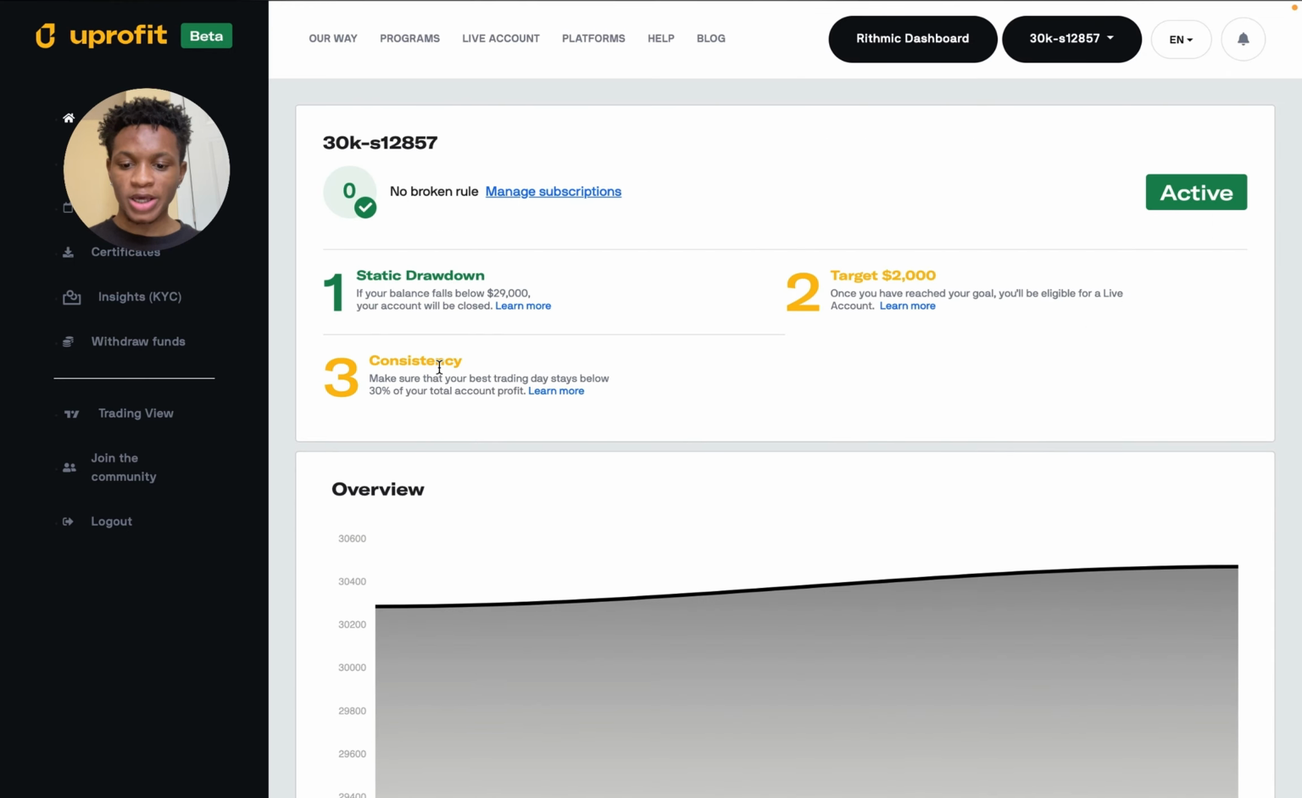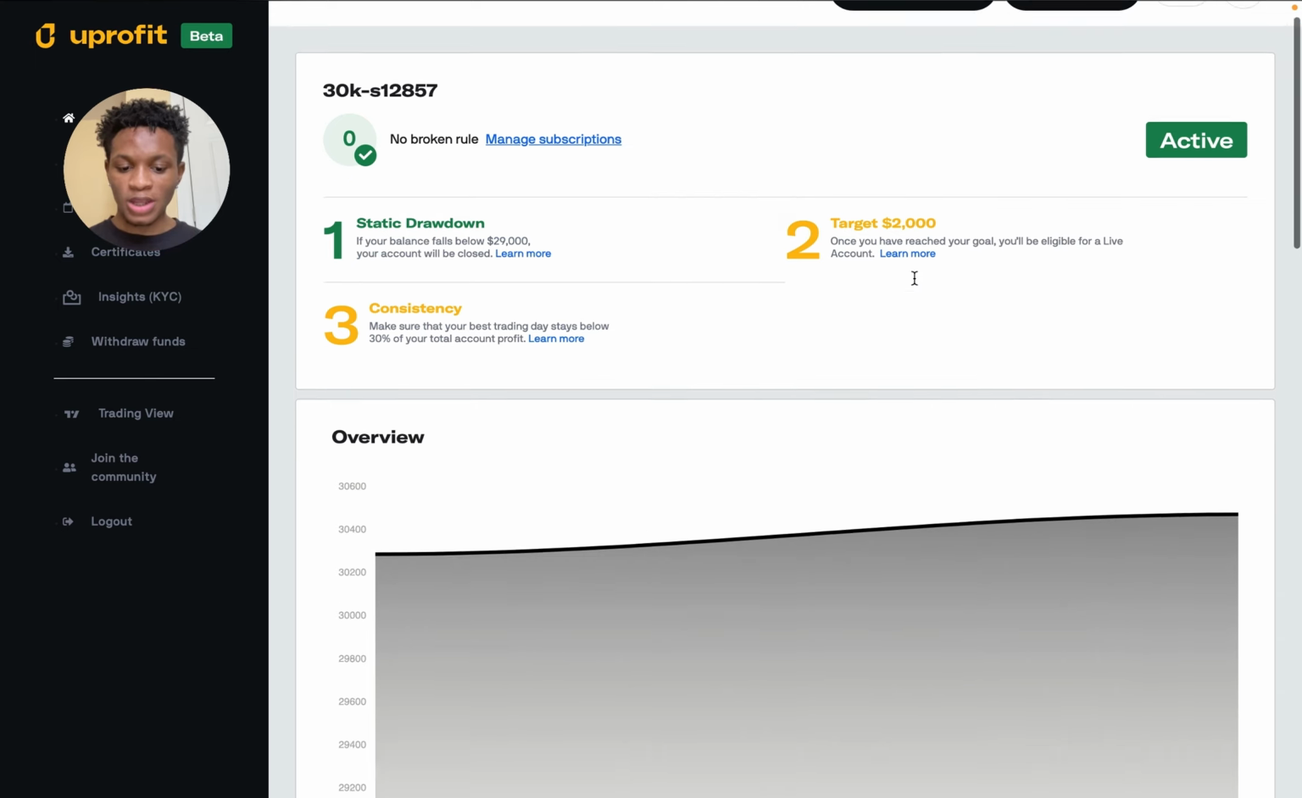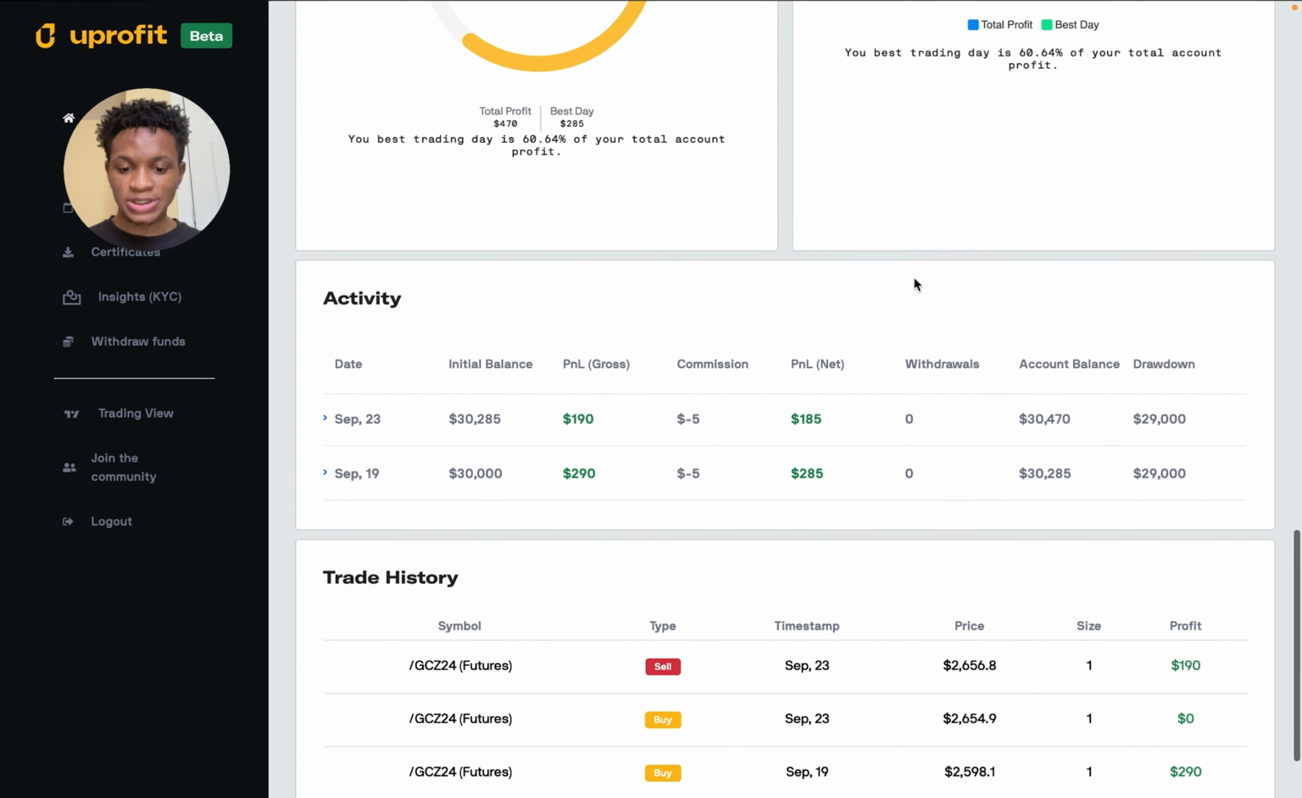One thing I want to talk about is this consistency right here. As you can see, you have a 30% consistency rule, right? And when it comes to taking the challenge, you want to make sure that your trades aren't more than 30% of $2,000, which is going to be $600. So your highest winning trade or your highest winning day cannot be more than $600. I'm gonna scroll down right here so you can see all the trades that I took on this account. One trade is $290, the other trade is $190. So neither one of those is over 600, so I'm good for the most part.